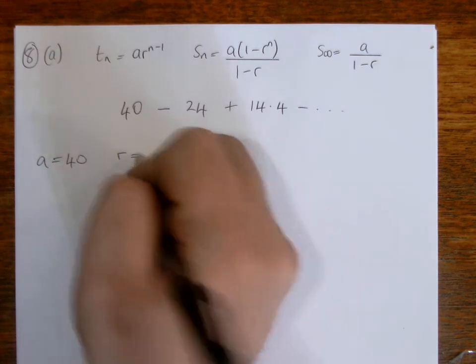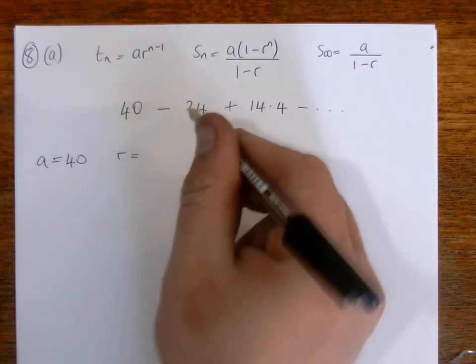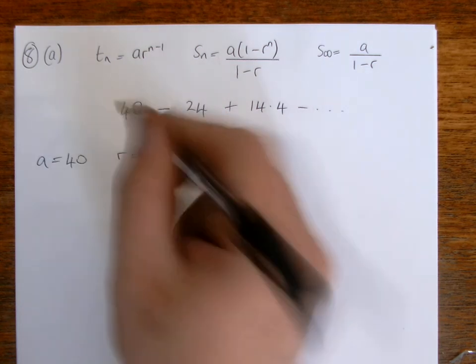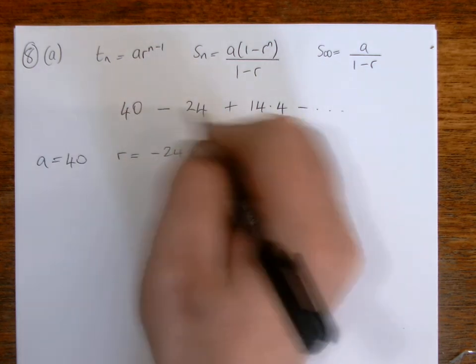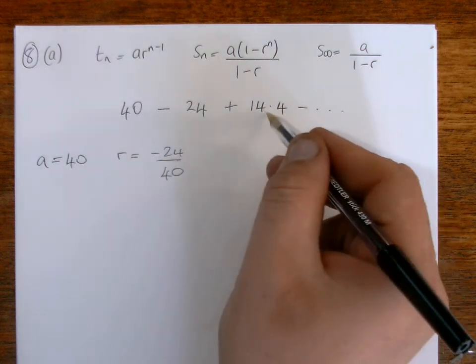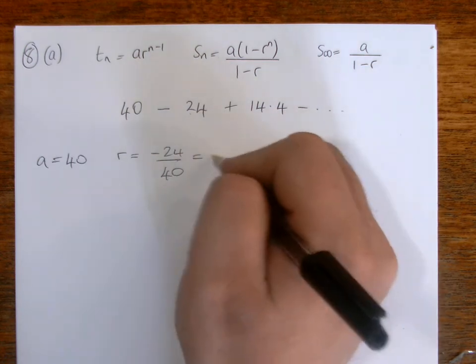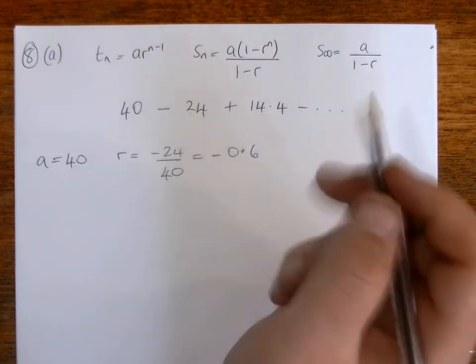R is also easy, because remember, to work out the common ratio, you just divide consecutive terms. So start with the term on the right here, negative 24, and divide it by the term before it, 40. Or you could do 14.4 divided by negative 24. You'll come out with the same answer, negative 0.6. So that's what R is.